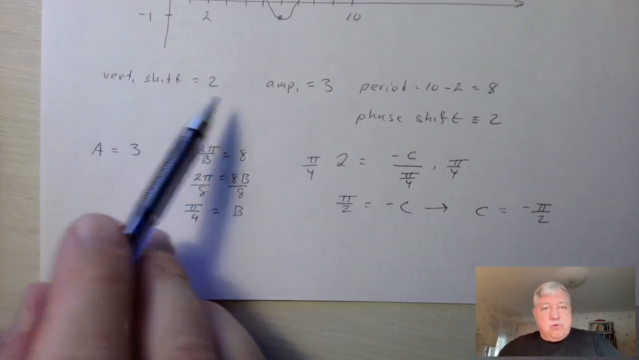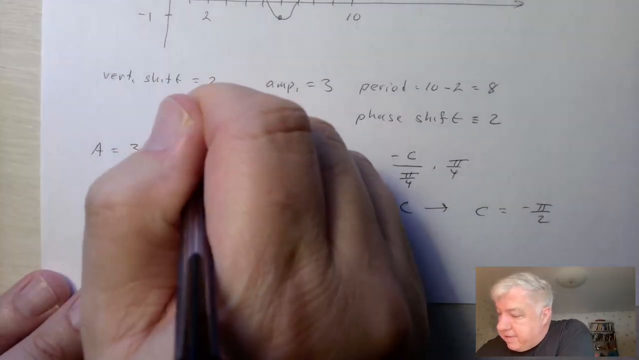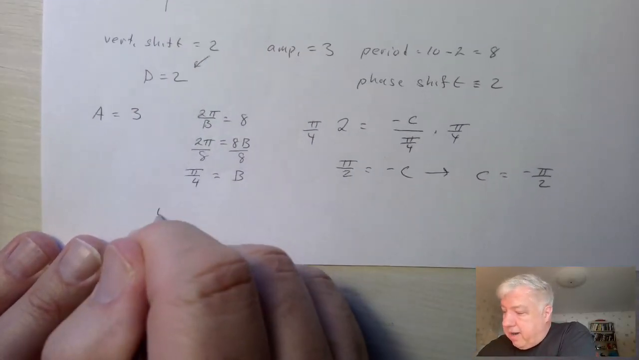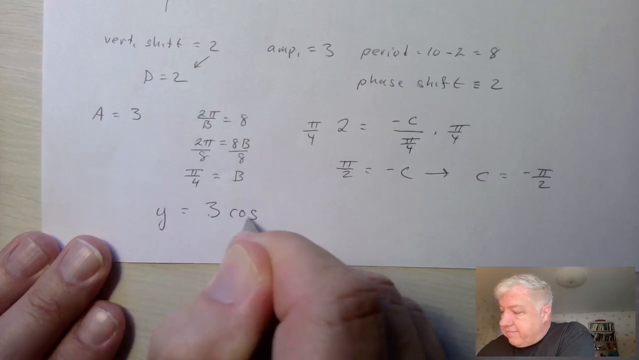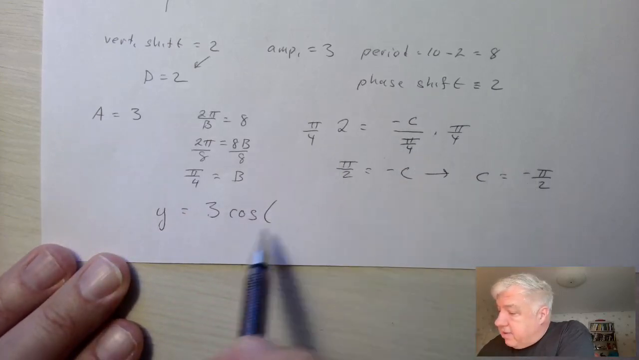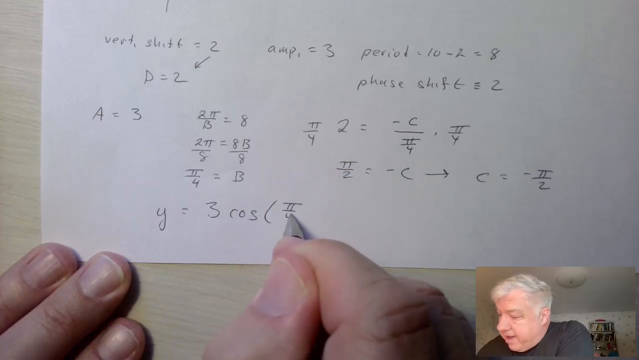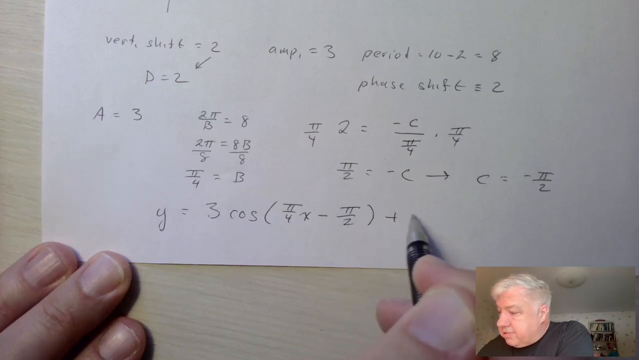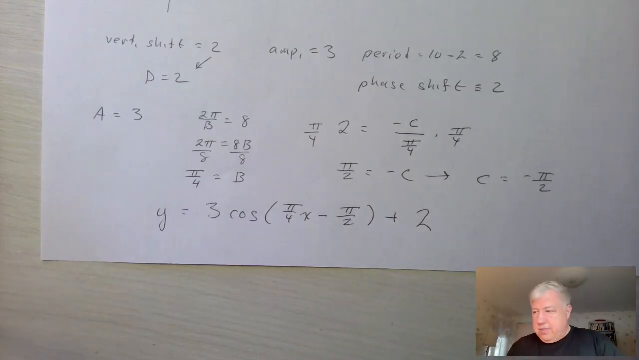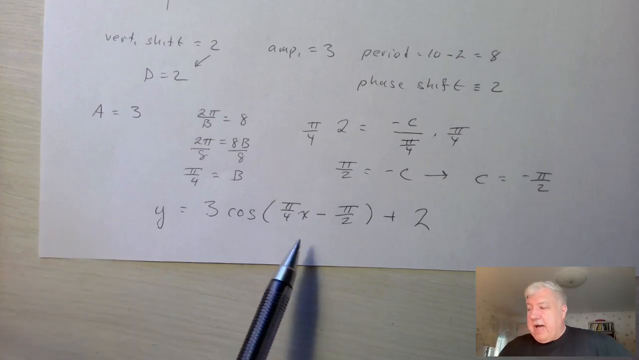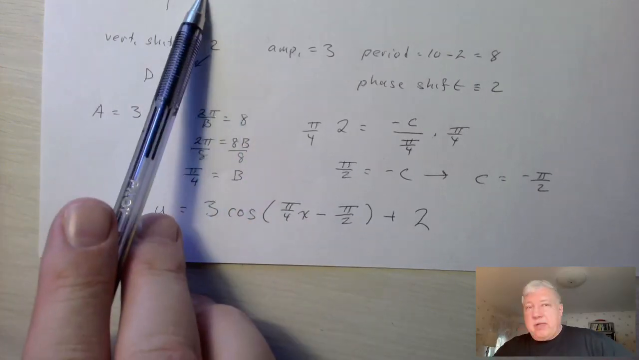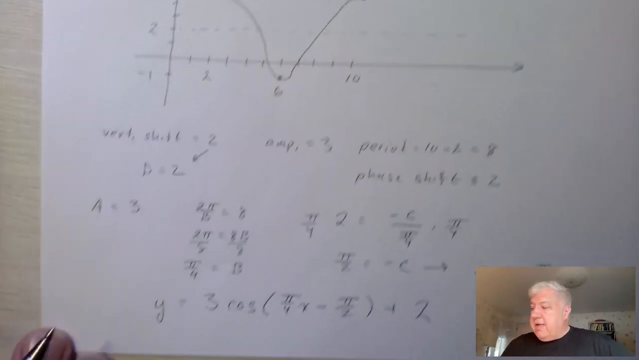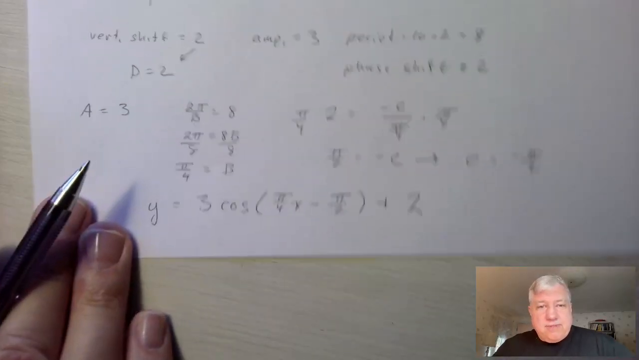And then finally the vertical shift is 2. So that tells us that d is 2. Okay, so it looks like y is going to be 3 cosine of pi over 4 x minus pi over 2 plus 2. Okay, and you can check by plugging in some values like 2 and 10, and I guess maybe 6, and make sure that these work. But they should work. All right.